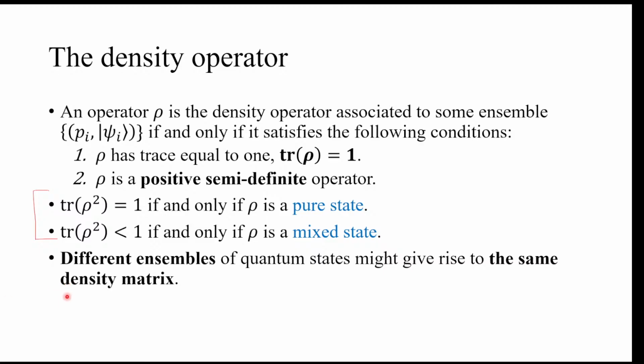Okay. And here we have a way to test whether your state is a pure state or a mixed state. A pure state means that it corresponds to just one state. If trace of rho squared equals 1, it corresponds to a pure state. If trace of rho squared is smaller than 1, it's a mixed state. Okay. And you can have different ensembles that give you the same density matrix. And in the more detailed slide, we have the exact theorem that tells you when this happens.